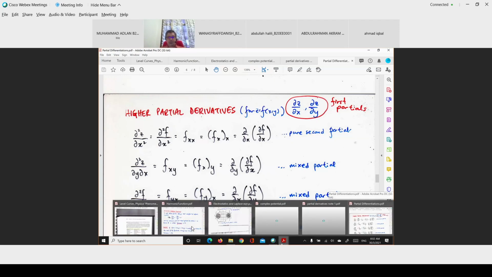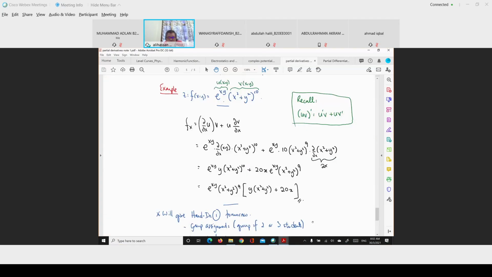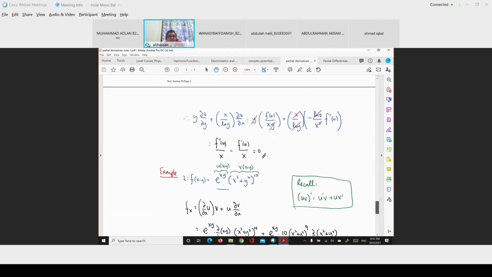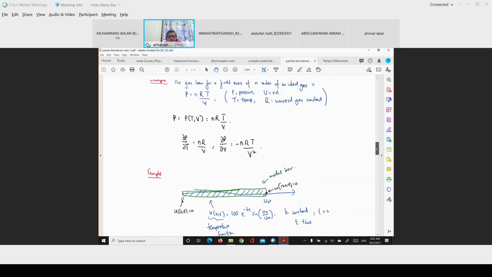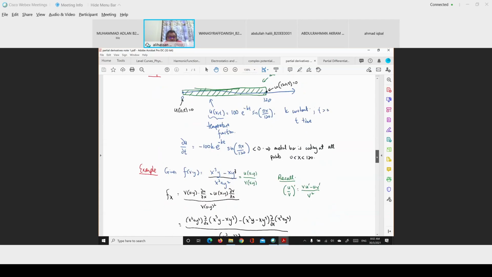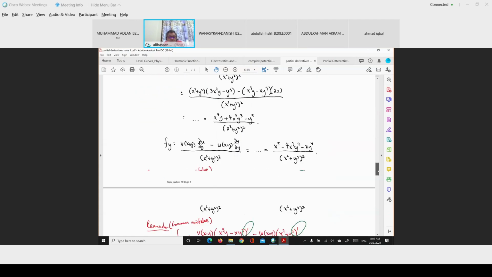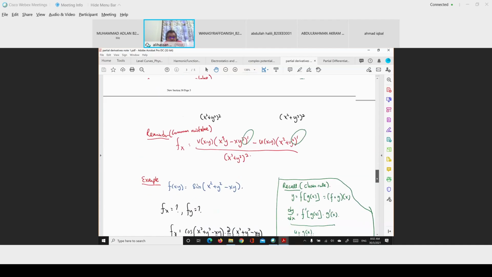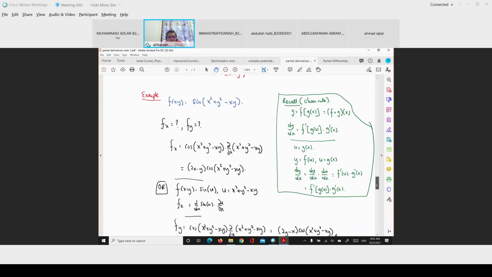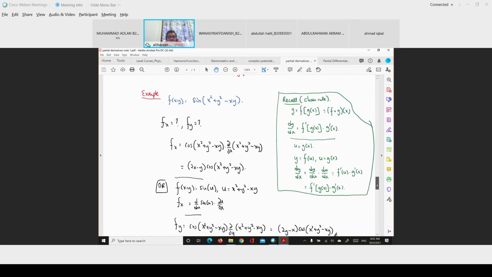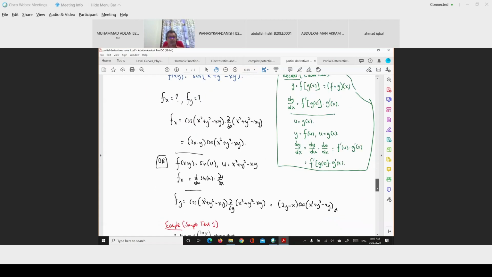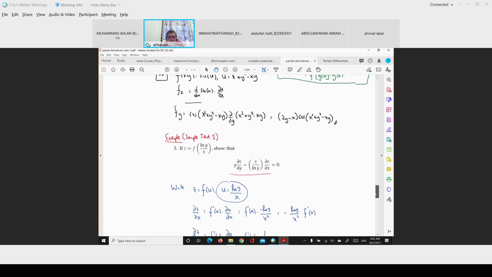Let's see what we have discussed last week. I've already introduced you to this concept of partial derivatives, and we have looked at some examples related to partial derivatives. Any question regarding our lecture last week? We have also looked at some applications of the chain rule.